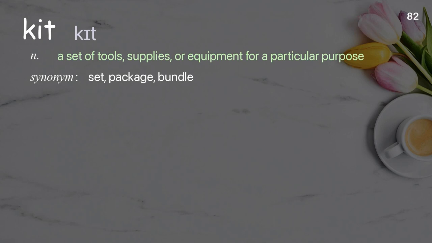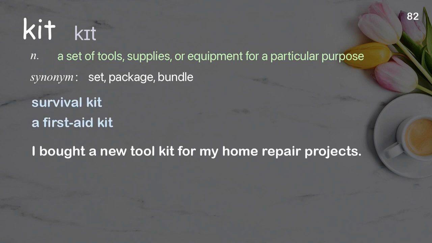Kit: a set of tools, supplies, or equipment for a particular purpose. Examples: Survival kit. A first aid kit. I bought a new tool kit for my home repair projects.